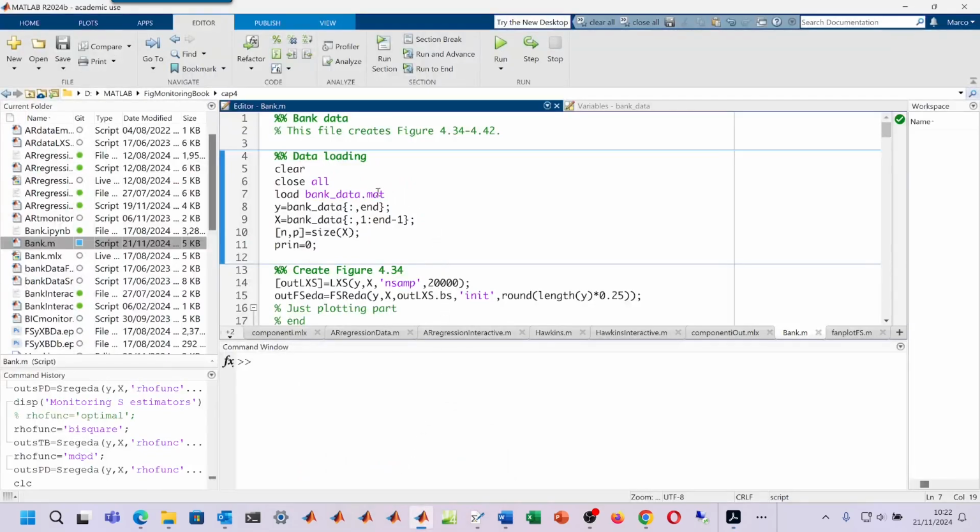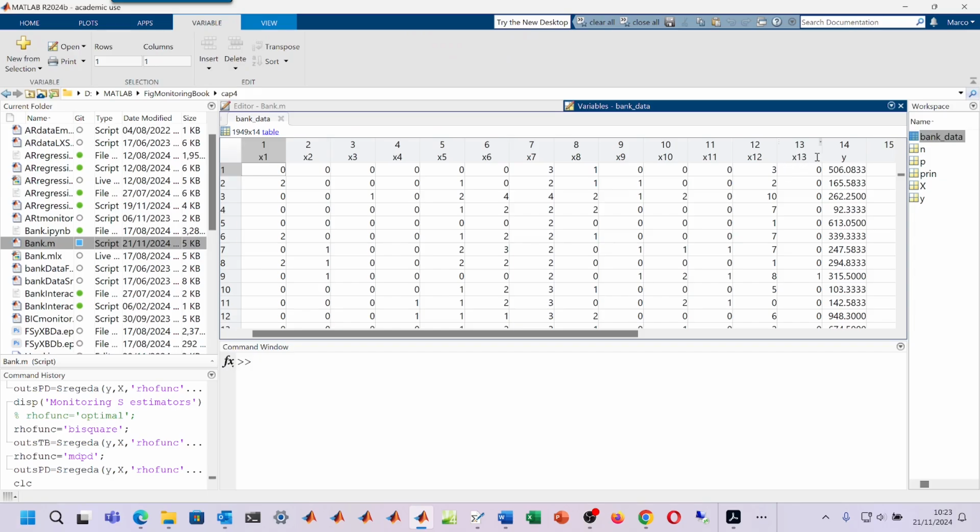This dataset is called bank data. Let us load this data and let us see what the response is. The response is the profit that the bank has achieved from each of its customers.